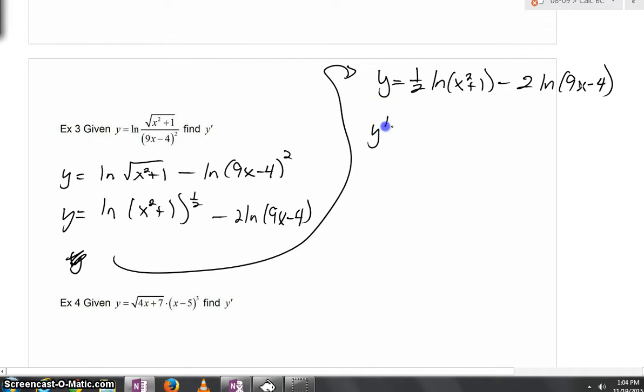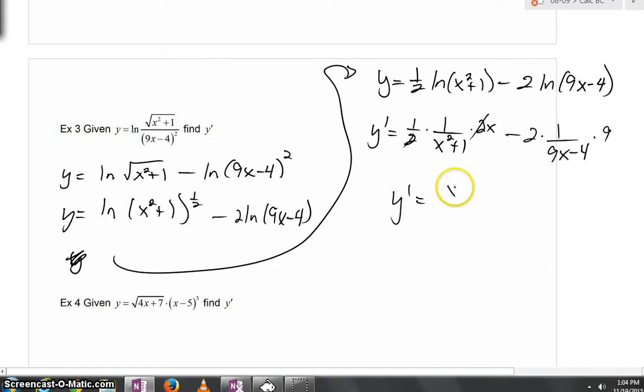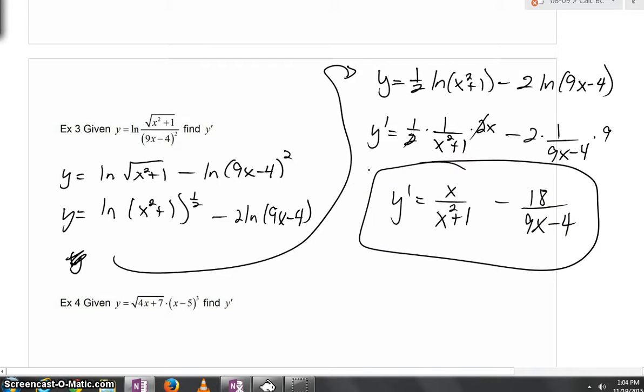Look, y prime. Kids are probably thinking, well, you got to take 1 over that thing. Yep. Don't forget the chain rule. What's the derivative of the inside? 2x, right? You'll say, well, now I've got to go 1 over this thing, 9x minus 4. Derivative of the inside, what's that? A 9. Hey, let's have the 2's cancel out. This would be x over x squared plus 1. How about we get this 18 all over 9x minus 4 and happily say, we're done.